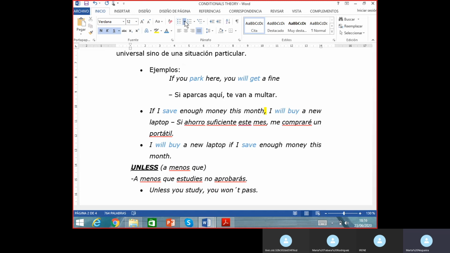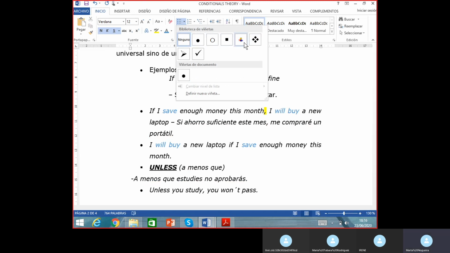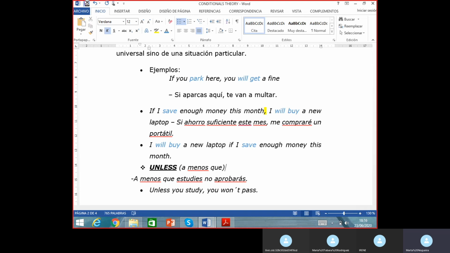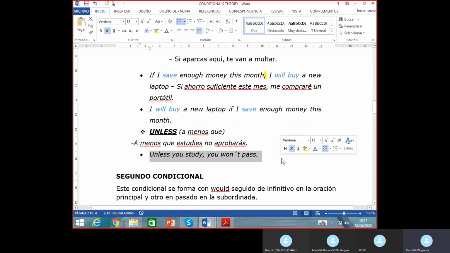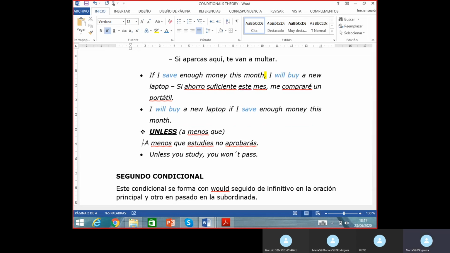Also, this is important because we see unless. Unless is also very, very used with the first conditional. So even though we don't have if, if we have unless, it is a conditional. Unless you study, you won't pass. Okay, unless you study, you won't pass. So why is this in the negative? Because it is the same as in Spanish. It doesn't make sense if I put it in the affirmative.